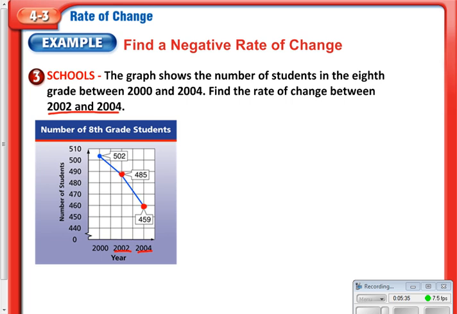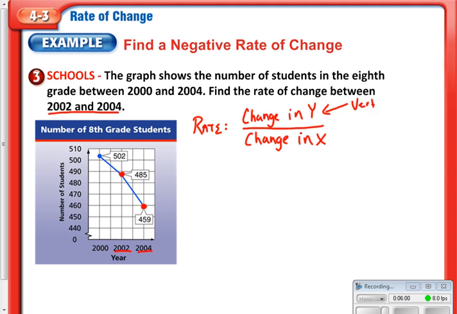Now, this is a good thing to write down here. You'll use this a lot. To figure out rate from a table or a graph, this is how we set it up. It is the change in y over the change in x. So this would deal with our vertical axis, and this would deal with the horizontal axis.